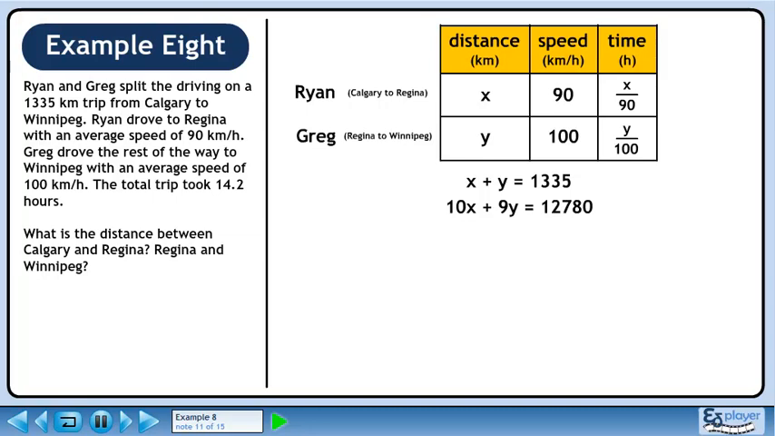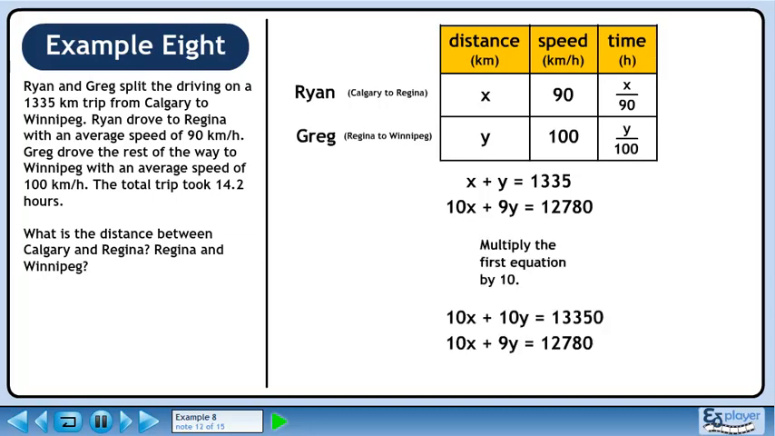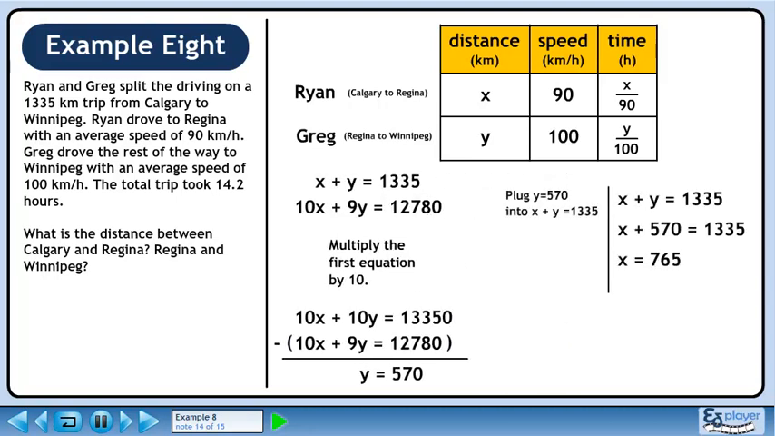Now we'll use elimination to solve for each variable. Multiply the first equation by 10. Subtract the two equations to get y equals 570. Plug the y value of 570 into the equation x plus y equals 1,335. This gives an x value of 765.